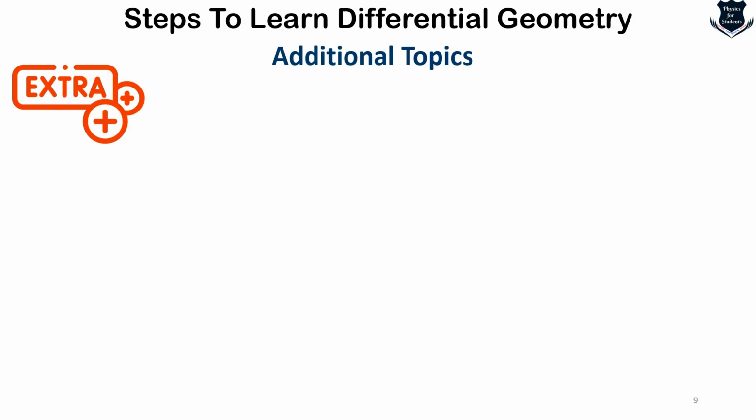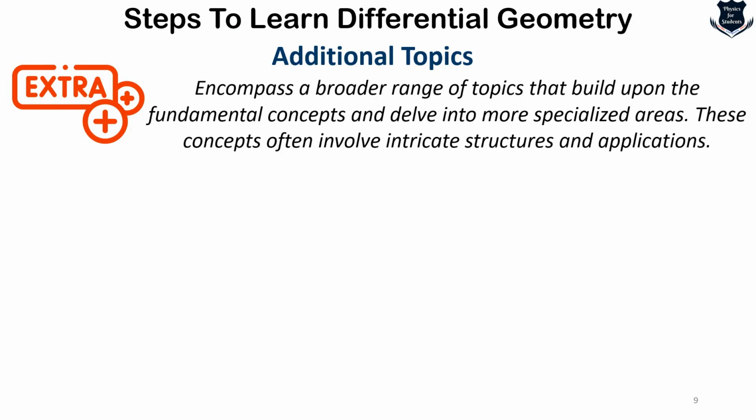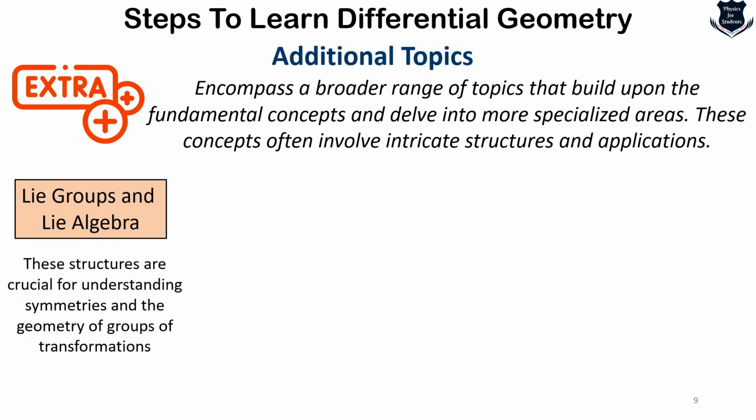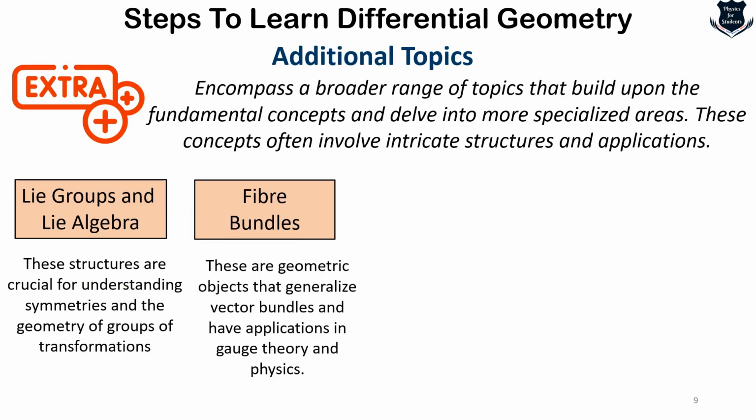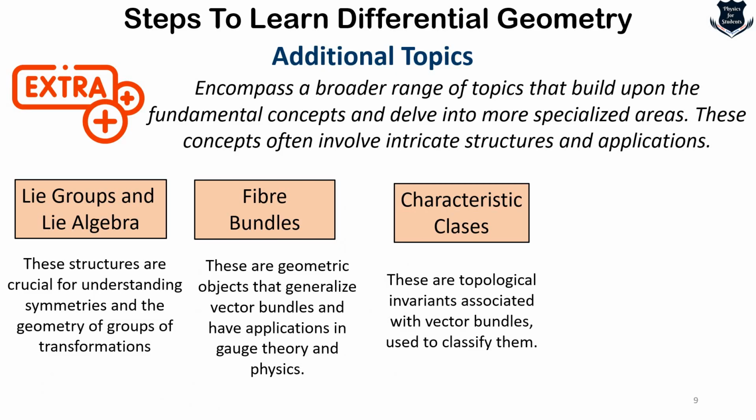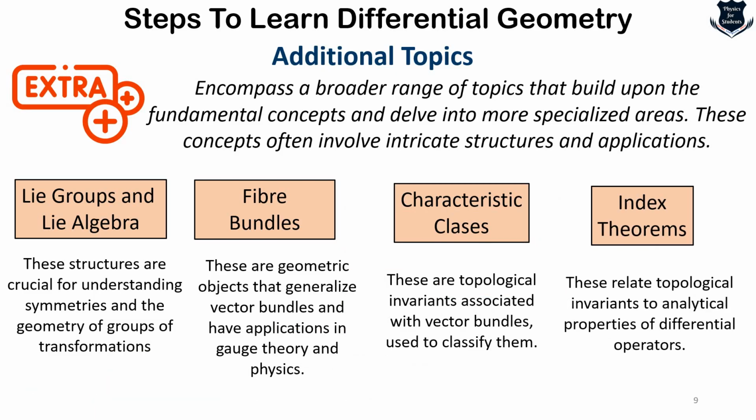Now, there are many topics, although the list would be very exhaustive and long. I have just shortened it in a few lines, that there are certain additional topics, or which we can call extra. And there is a lot of research nowadays going on in these extra topics. I will just cover what I mean by that. The first ones are called Lie groups and Lie algebras. And these are for understanding the symmetry and geometry of transformation. Then there's a very important concept which is called a fiber bundle, and these are basically generalizations of vector bundles in gauge theory of physics. Then come characteristic classes, which are basically invariants of vector bundles, and there are a lot of index theorems also.